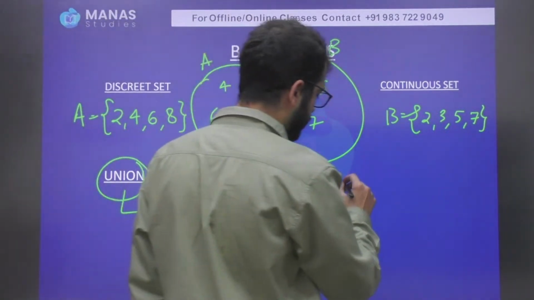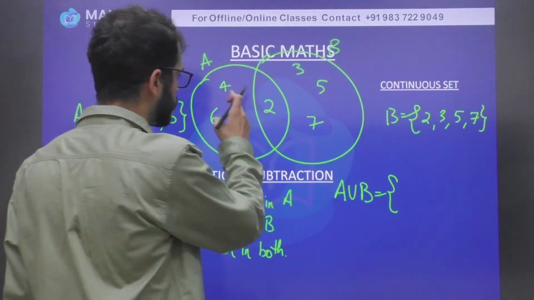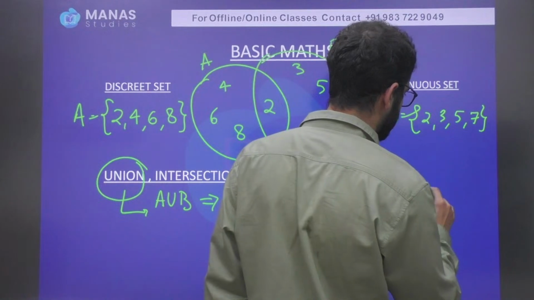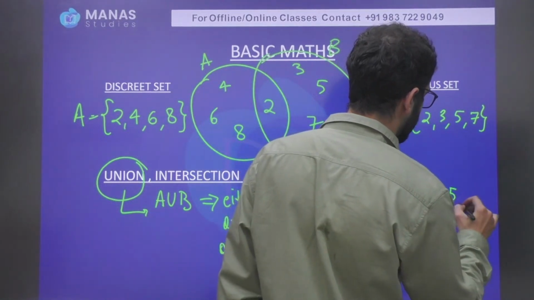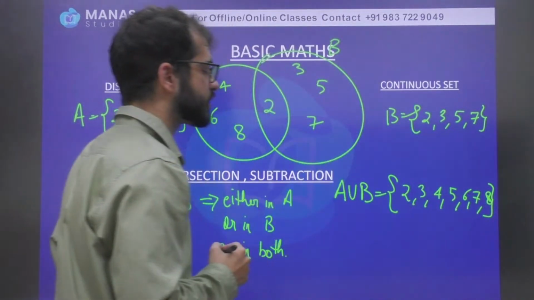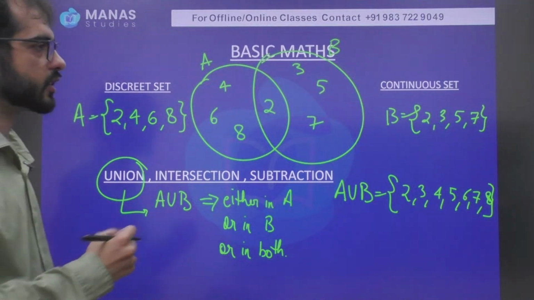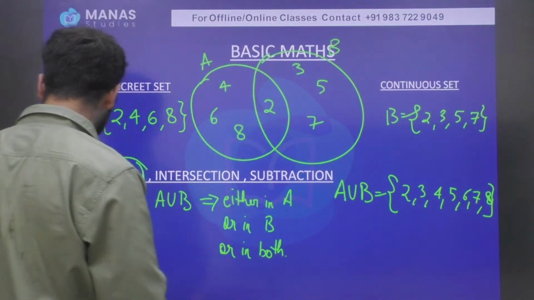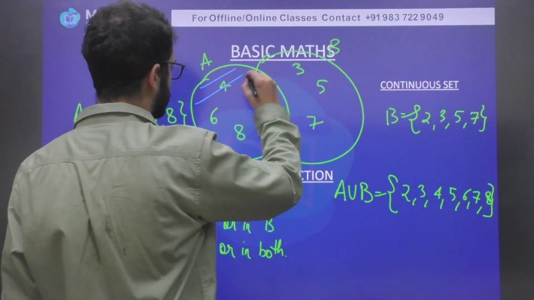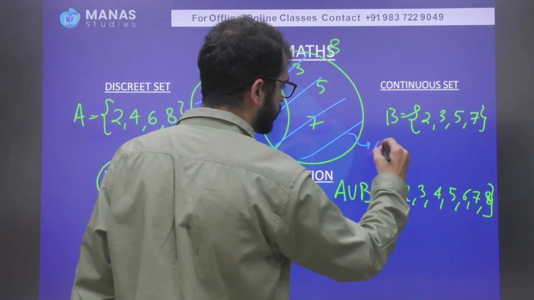So if I have to write the elements of A union B, I'm going to write them as 2, 4, 6, 8, 3, 5, 7. Let's write them in ascending order. So it becomes 2, 3, 4, 5, 6, 7 and 8 is also included. So this will be the set representing A union B. That is all the elements that fall under the sets A and B. If I have to represent that, then I'll use a shaded portion. This will be the shaded portion representing A union B.